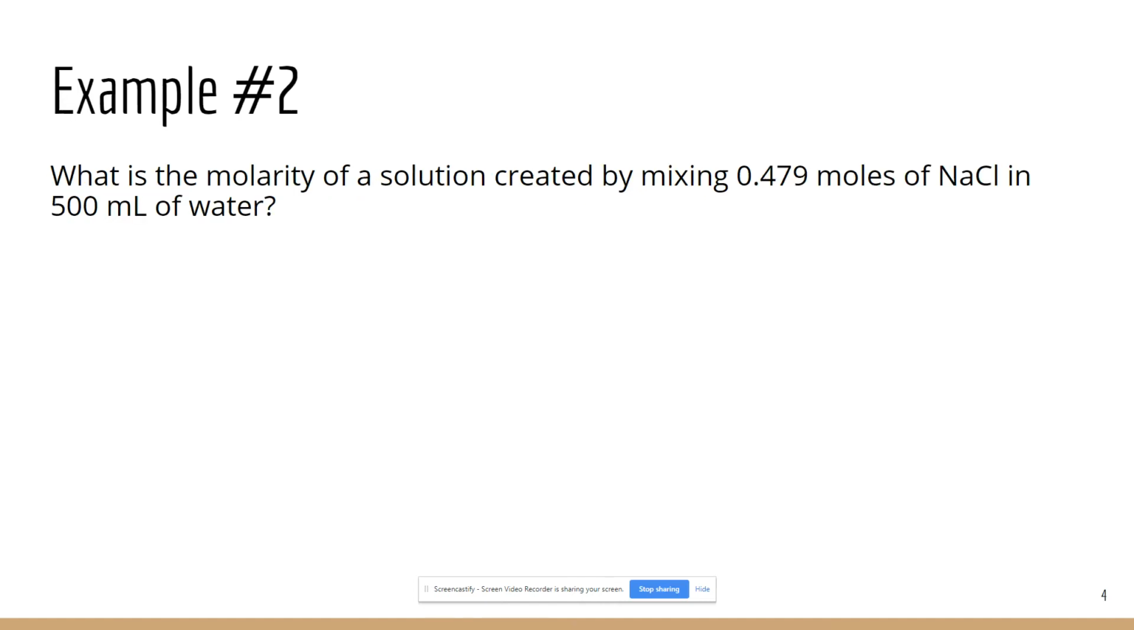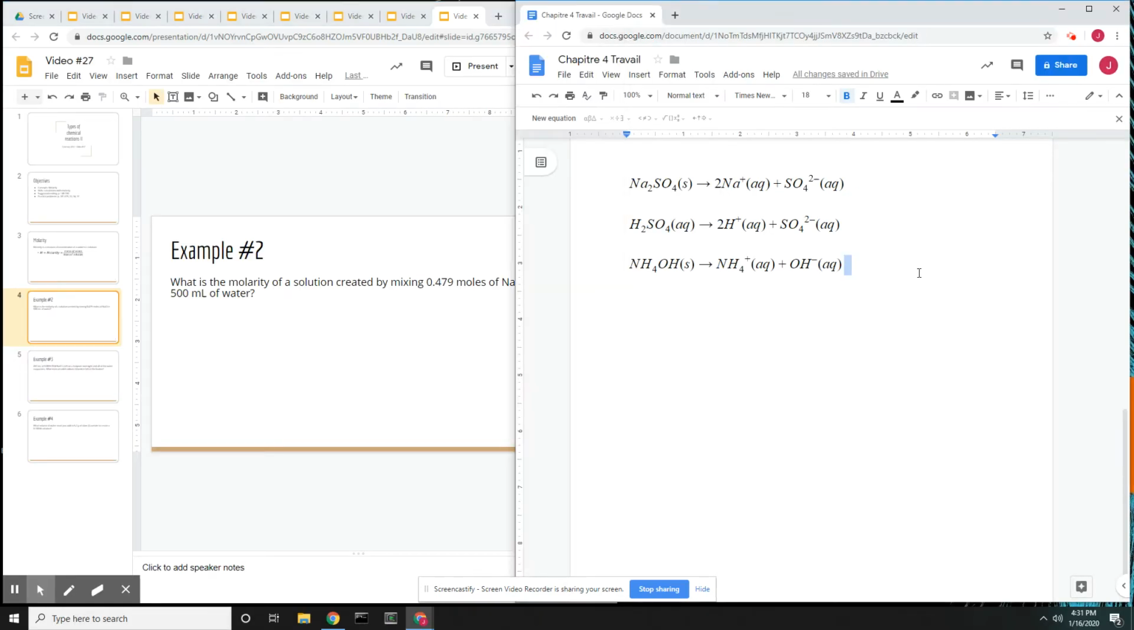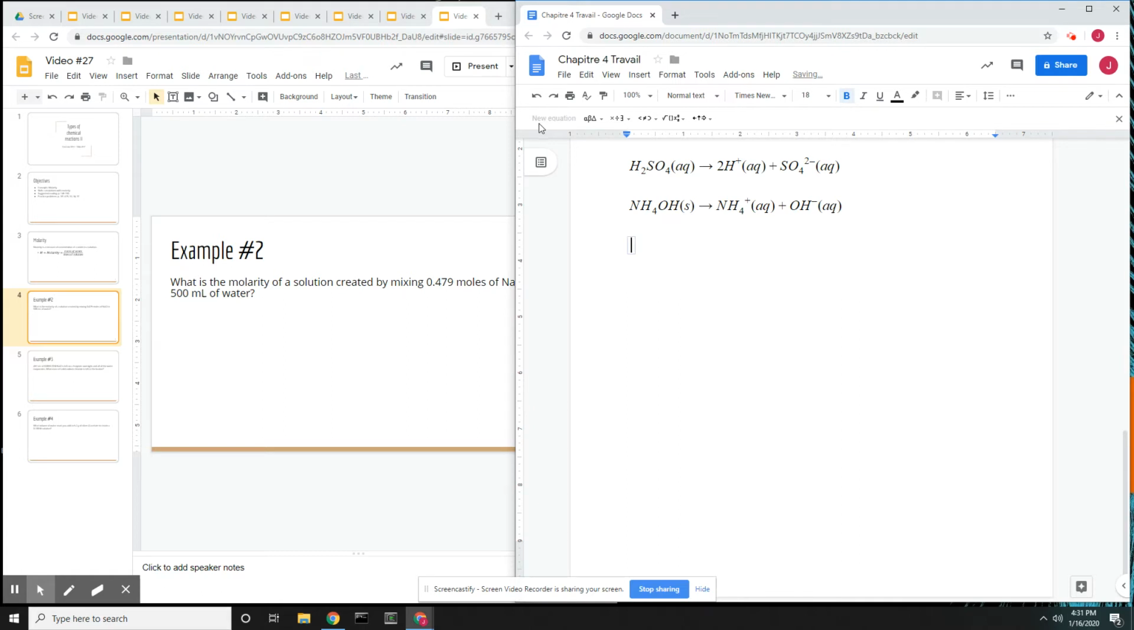Pause here. So this one's pretty straightforward, but I'll go ahead and work through this. The only thing that's tricky here is that I need to convert the 500 milliliters to liters, and also that my sig figs are, I'm only going to have 1 sig fig at the end.